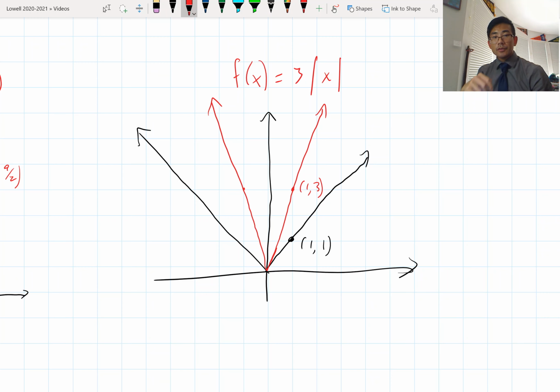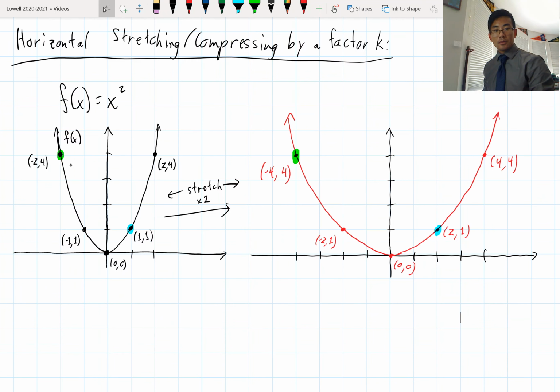Alrighty. Let's take a look at now stretching and compressing horizontally. Alrighty, so I've copied my original parent function, f of x equals x squared, and now instead of stretching or compressing it vertically, we are stretching it horizontally. So in this case, I want to stretch it out and make it twice as wide.